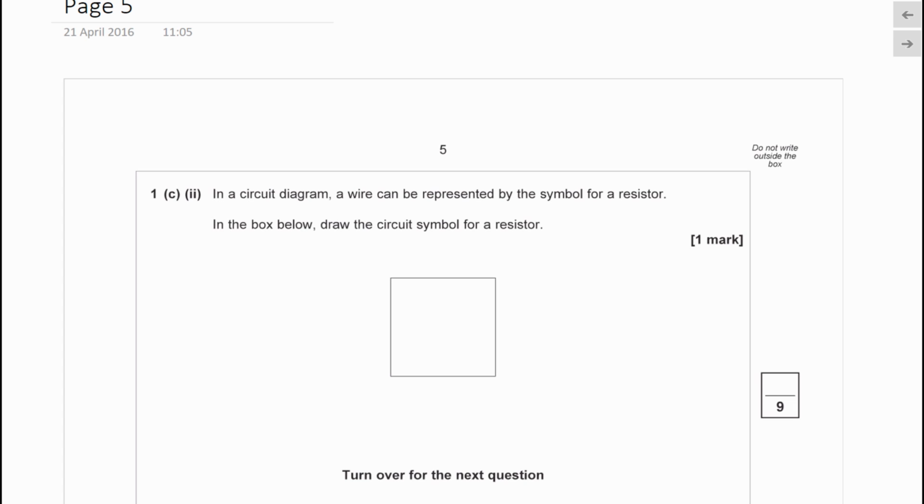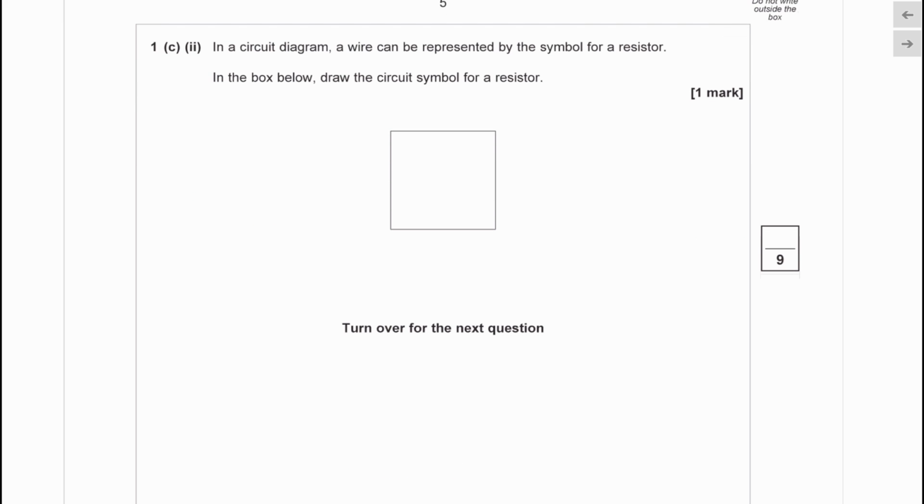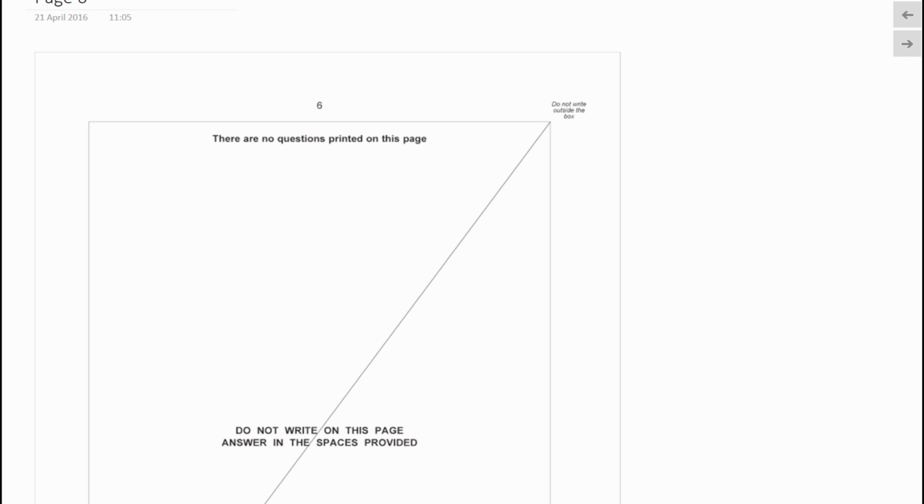Okay, let's move on. 1C, we have said that in a circuit diagram, a wire can be represented by the symbol for a resistor. In the box below, draw the circuit symbol for a resistor. This is a really plain, easy one. A resistor is just a box with a wire on either side. It's just a rectangle, and that is it. And that's the end of question 1.